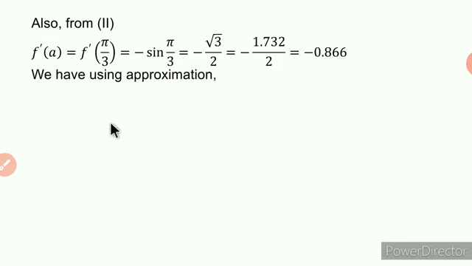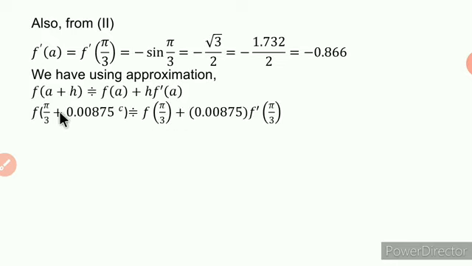Using the approximation, f of a plus h is approximately equal to f of a plus h into f dash of a. Substituting the values, we get f of pi by 3 plus 0.00875 radian is approximately equal to f of pi by 3 plus 0.00875 into f dash of pi by 3. Put the corresponding values, it is approximately equal to 0.5 plus 0.00875 multiplied by minus 0.866.